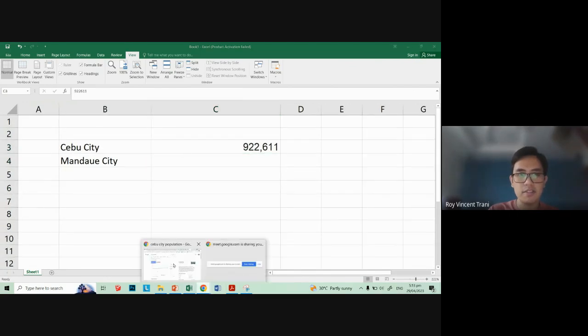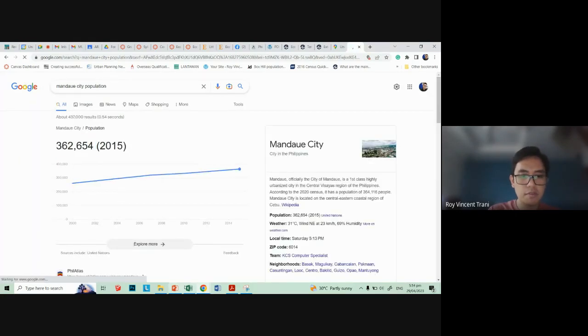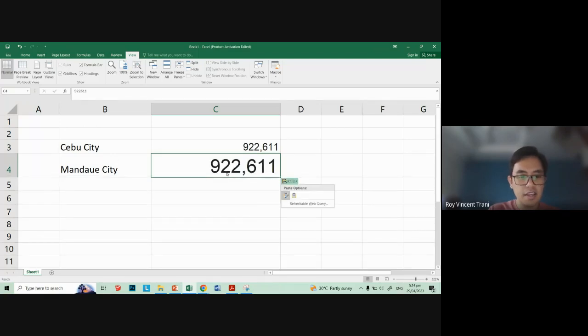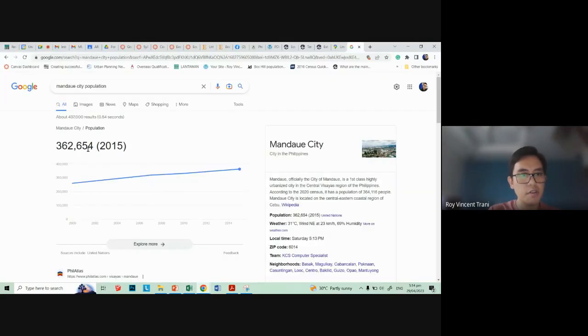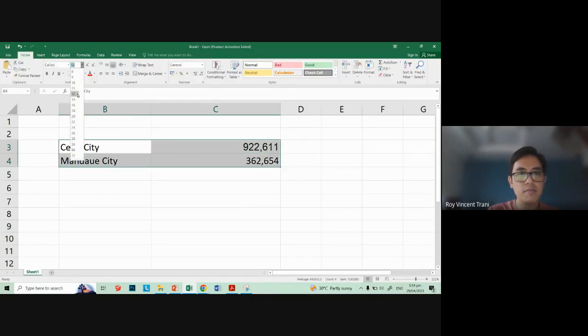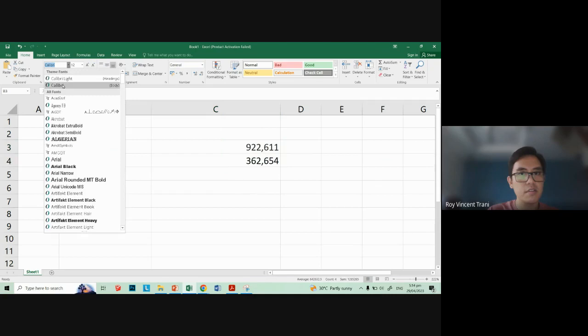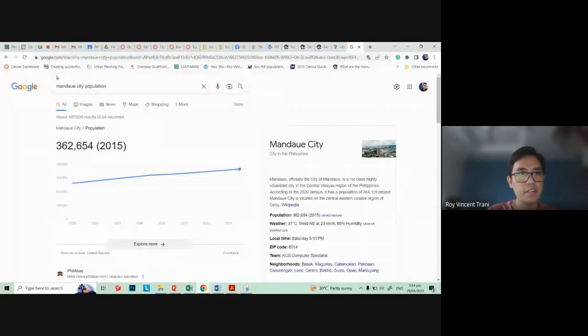And then Mandaue City is 362,654. Okay, let me check my numbers. 362,654. Then let's make everything 12. This is larger. I have different fonts. Okay, and then we input the what's this? Oh, sorry, clicking so many things.